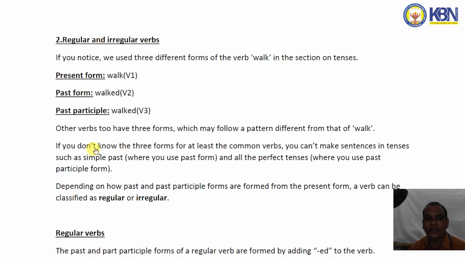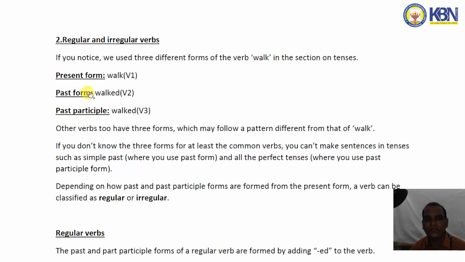Verb indicates an action. Here, if you notice, we used 3 different forms of the verb work in the section on tenses. Then we have to know verb 3 forms. That is V1 form, and second one is V2 form, and the third one is V3 form. So V1 is also called as present form. That is called base form. And V2 is also called as past form. And V3 it is also called as past participle.